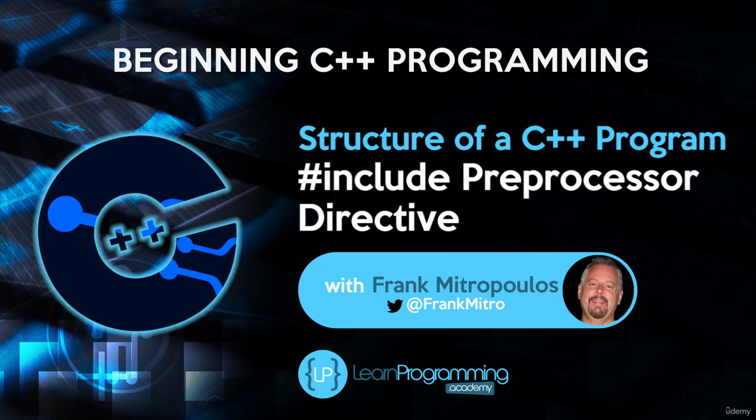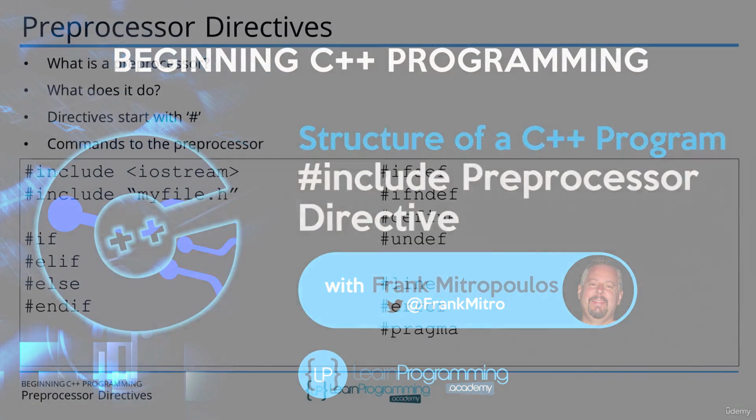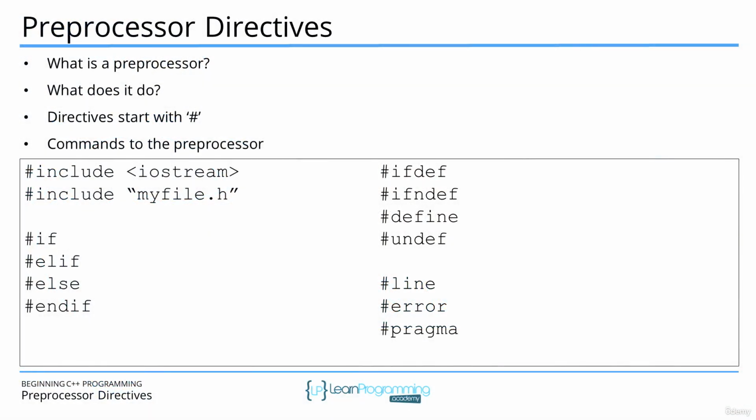In this video, we'll briefly go over the C++ preprocessor and preprocessor directives. What is the C++ preprocessor? The C++ preprocessor is a program that processes your source code before the compiler sees it.